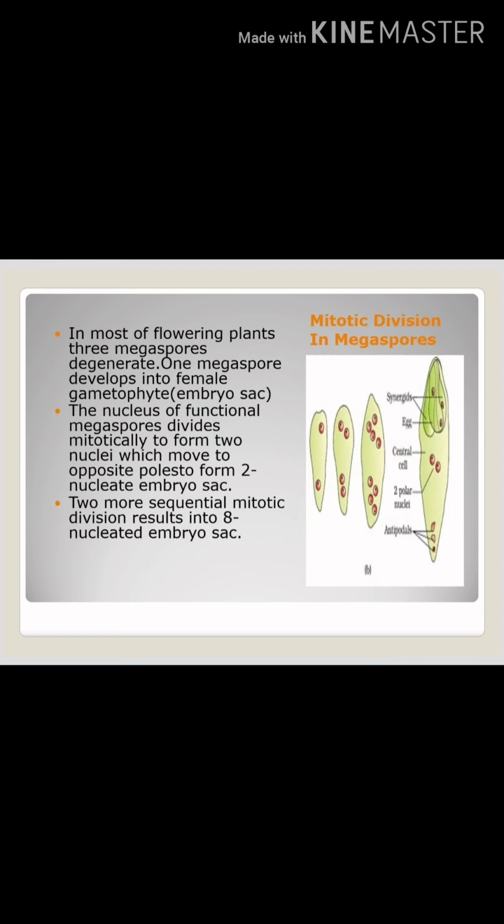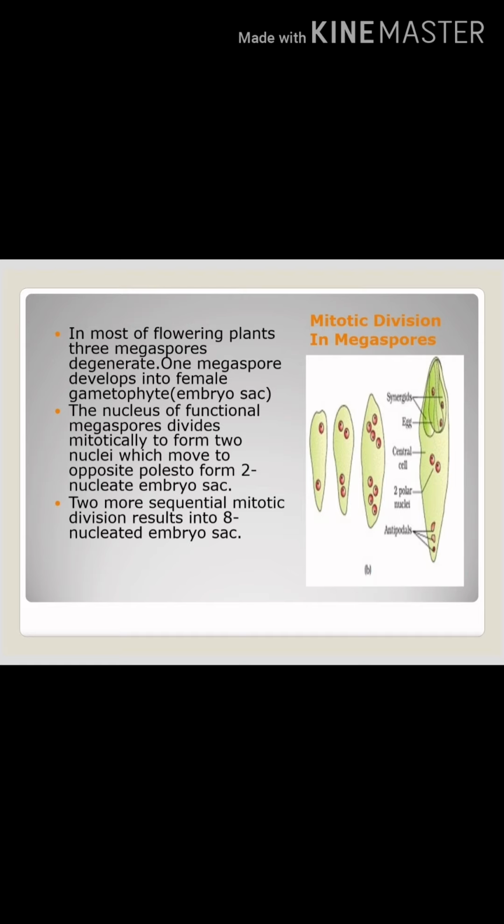Out of those 4 megaspores, 3 degenerate and 1 develops into the female gametophyte, and the nucleus further divides mitotically to form 2 nuclei which move to opposite poles. Two more sequential mitotic divisions take place that result in the 8 nucleate embryo sac.